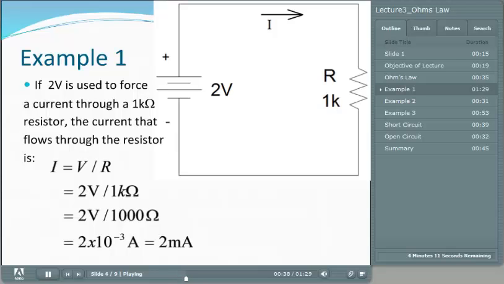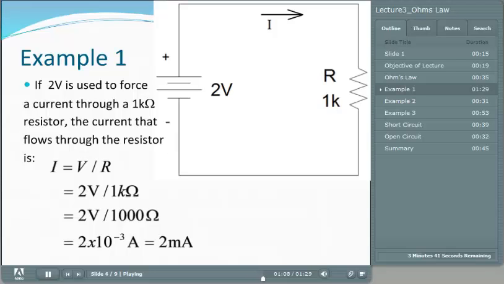To continue this problem, what I have to do is take the prefix in front of the ohm, the K, and convert that back to a number. Since K is equivalent to 10 to the 3, 1 kiloohm is equal to 1,000 ohms. Therefore, I is equal to 2 volts divided by 1,000 ohms. Performing the math, we get that the current is equal to 2 times 10 to the minus 3 amps.